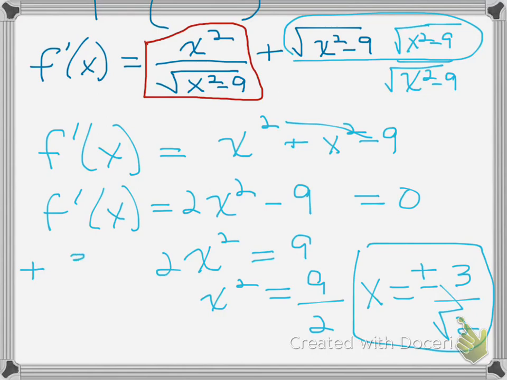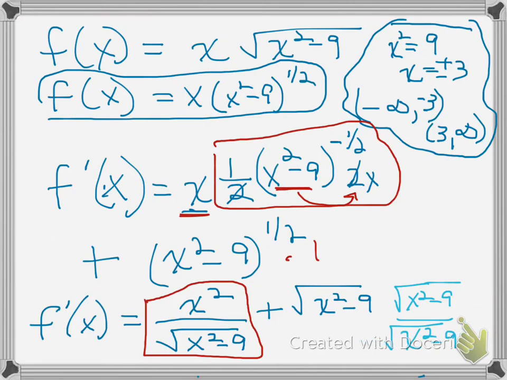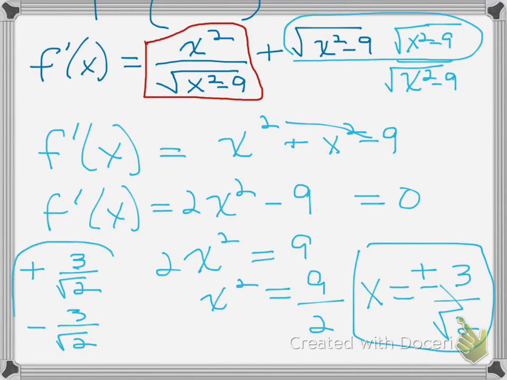Plus 3 root 2, minus 3 root 2. They both work because they're in the domain of the function. Remember, going back, looking at the domain, I said this is what it has to be. Here is where your 3 root 2 is. It's about 4.24, and then negative 4.24. So both values work. So in this second problem, you have two critical values, two critical numbers. In the first problem, you had none because your answer was not in the domain. Okay, so that takes care of question 2.